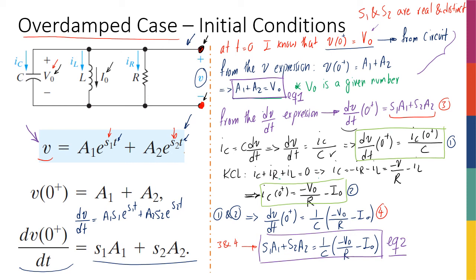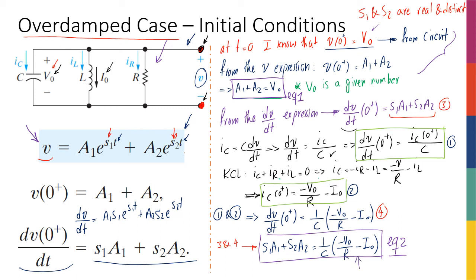Whenever you solve a parallel RLC circuit, you know that S1 and S2 are just going to be those expressions based on R, L, and C. And you know that A1 and A2 are going to be found based on these two equations, two unknowns. You don't have to write a single KCL or KVL if the circuit is simplified to this form of parallel RLC. You just write A1 plus A2 is equal to the initial voltage of the capacitor, then find S1 and S2 from those expressions, and write S1A1 plus S2A2 is equal to 1 over C times this expression, which is also all given parameters.